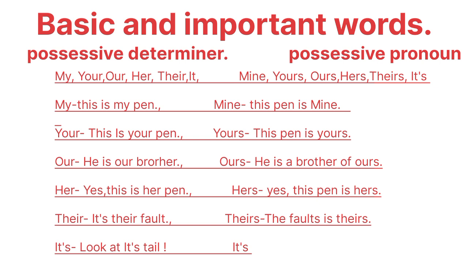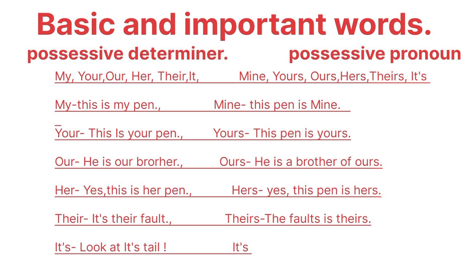This is my pen. And the possessive pronoun, mine: This pen is mine. Your. This is your pen. Possessive pronoun yours: This pen is yours. Our. Possessive determiner: He is our brother. Possessive pronoun ours: He is a brother of ours.